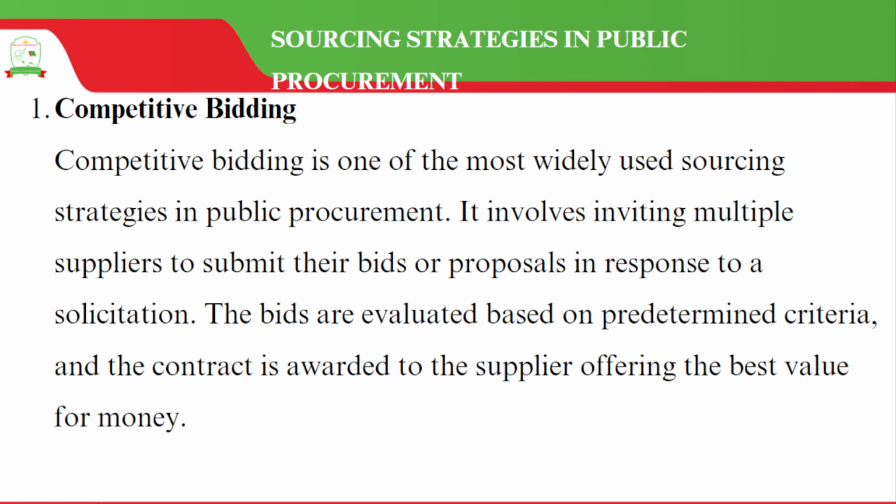When we are doing sourcing strategies in public procurement, we are going to be using a number of methods. The first one is what we call competitive bidding. Competitive bidding is one of the most widely used sourcing strategies in public procurement. It involves inviting multiple suppliers to submit their bids or proposals in response to a solicitation. The bids are evaluated based on predetermined criteria, and the contract is awarded to the supplier offering the best value for money.